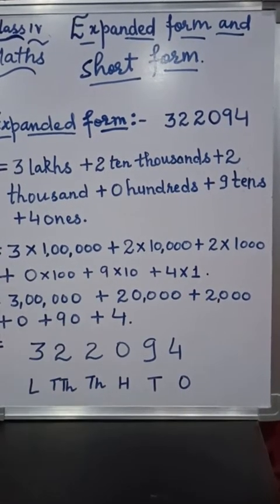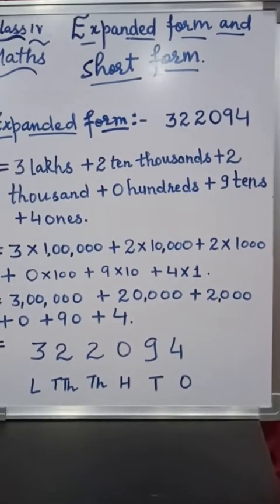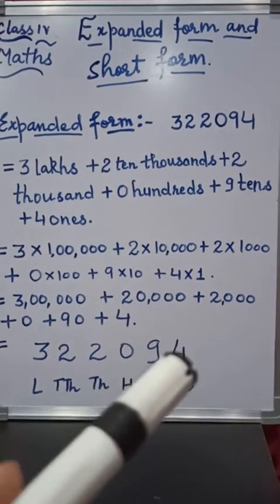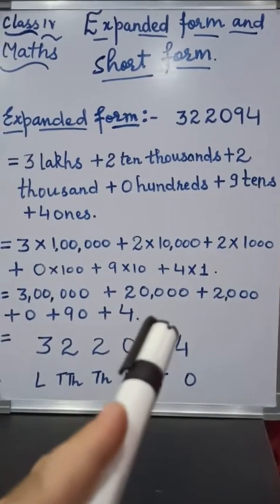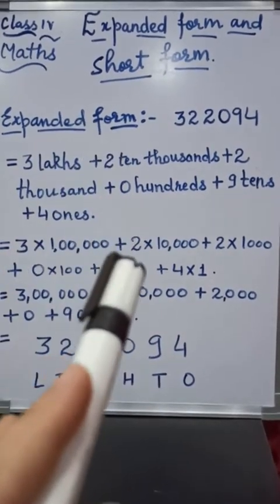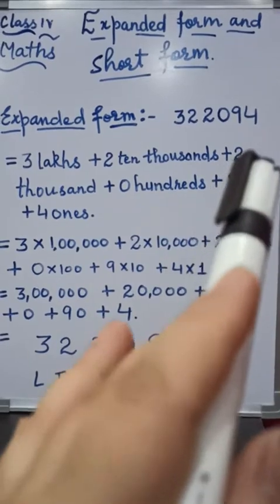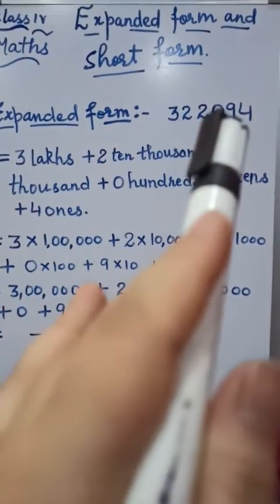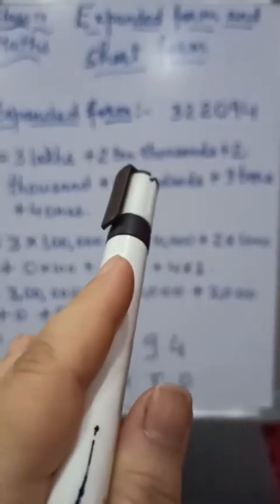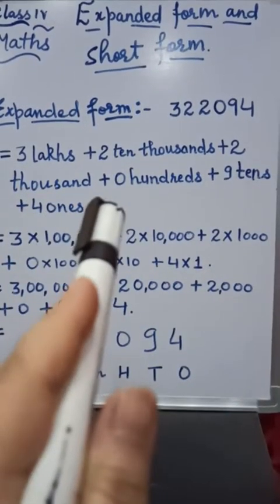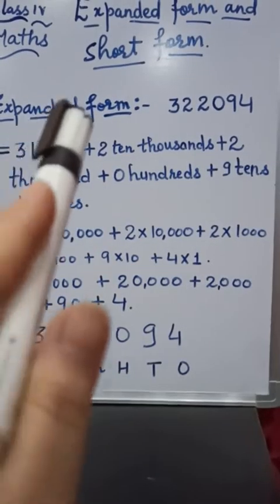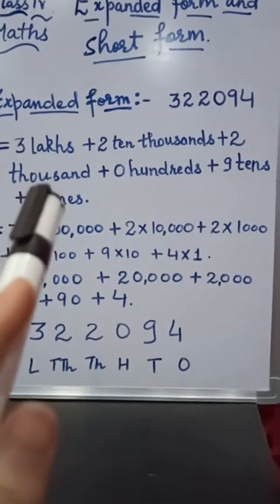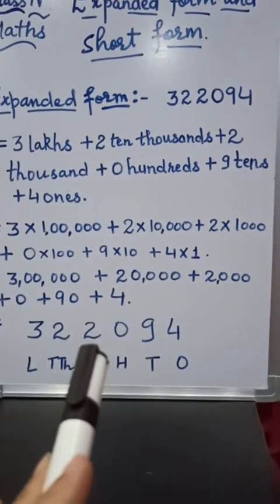I hope you understood. Again I am repeating what is expanded form. When a number is written as the sum of the place values of each given digit, like here 3 lakh plus 10,000s plus 2,000s plus 0 hundreds. Individually we have expanded each digit, or not? Okay, so this is your expanded form.